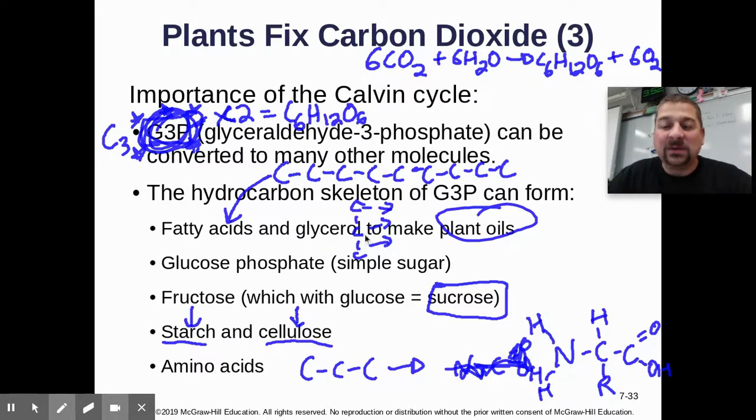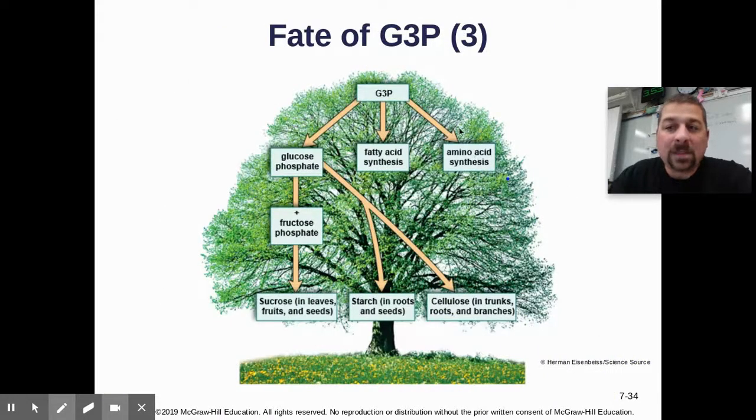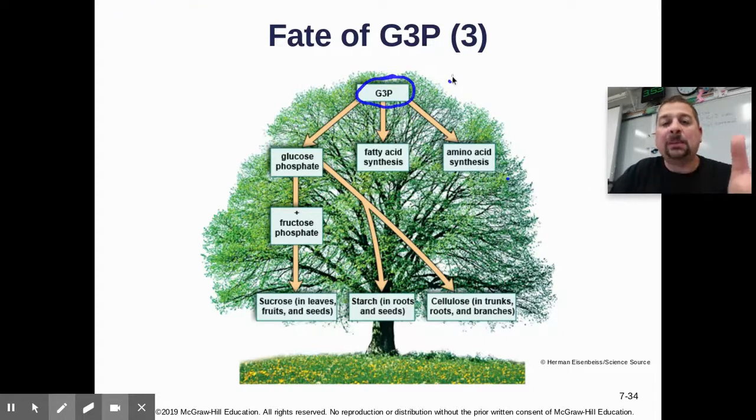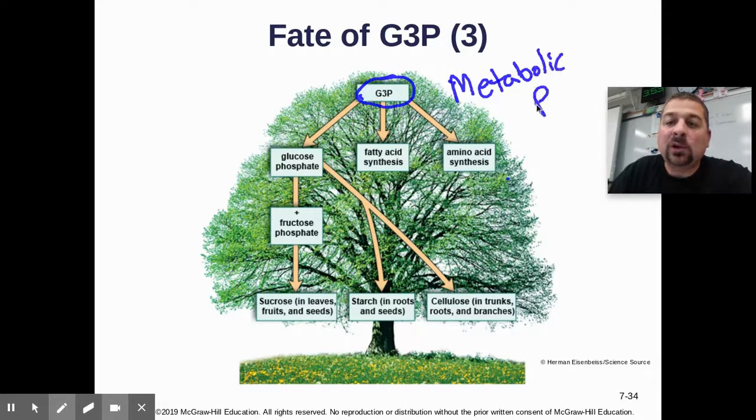I like the way that this slide represents it here, where you have G3P, and they just show it as a tree. Sometimes we call this the metabolic pathways that this G3P can become, or sometimes the metabolic pool. In other words, we can add nitrogen and start building proteins out of the amino acids. We can make those carbon-to-carbon fatty acids and the glycerol, make lipids, oils, or again, it can become a glucose phosphate, which can become sucrose, which is energy for the plant, or can be stored as starch or building material, cellulose in the trunks, roots, and branches.